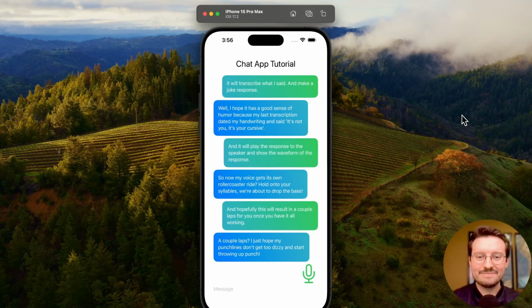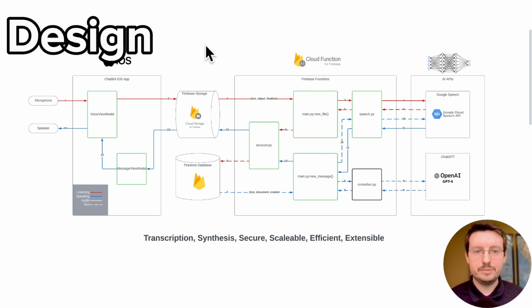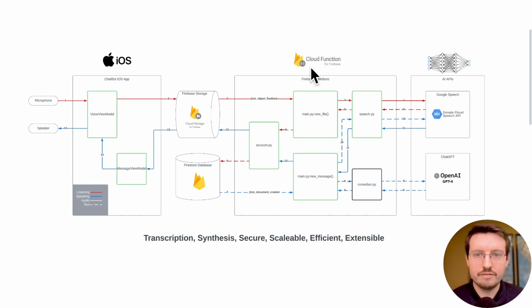Awesome. Let's go over the design needed to speak to our iOS app. I've broken it into three major sections. We have the iOS app running here. We have the Firebase Cloud Functions running here. And we have AI APIs over here. And we also have the Firebase interface here.